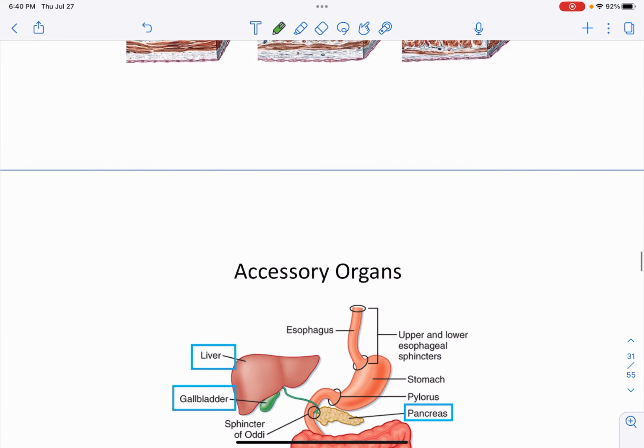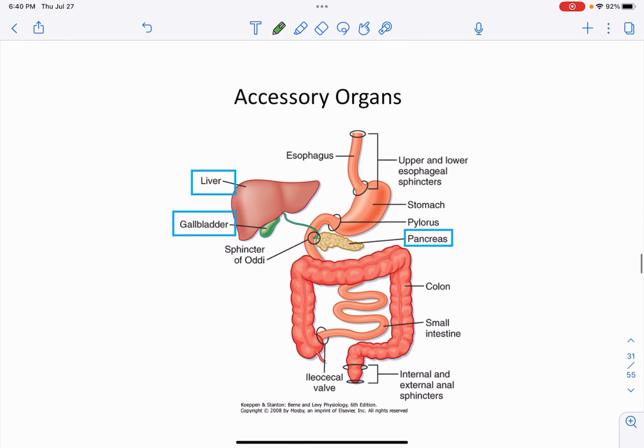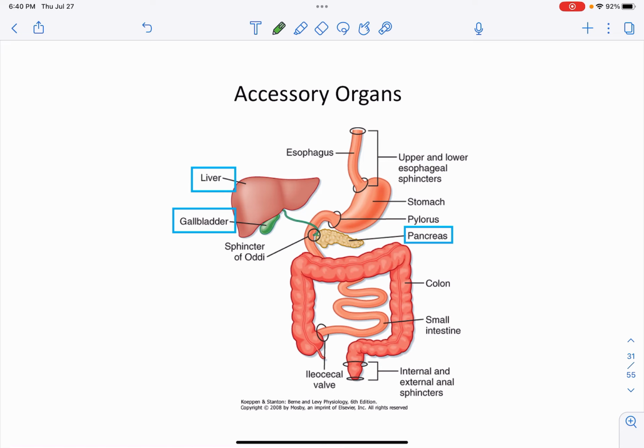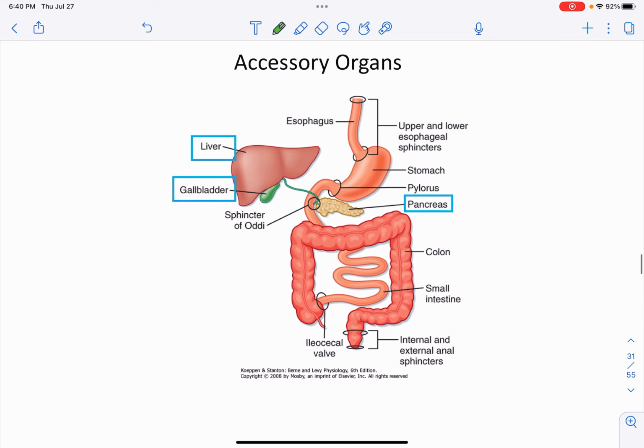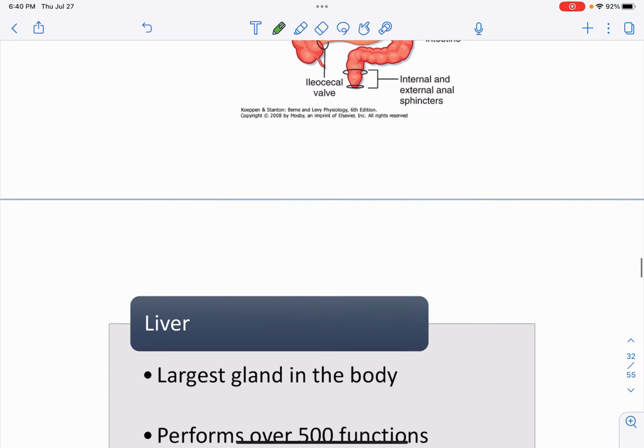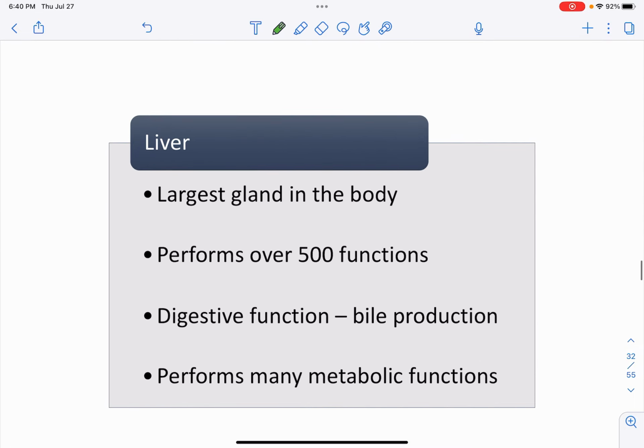All right, so we are now going to move on to the accessory organs, and we are going to talk about the liver, the gallbladder, and the pancreas. We're going to start with the liver first. It is the largest gland in your body. If you remember it from the cadavers, it's about the size of a football. And it performs over 500 functions.